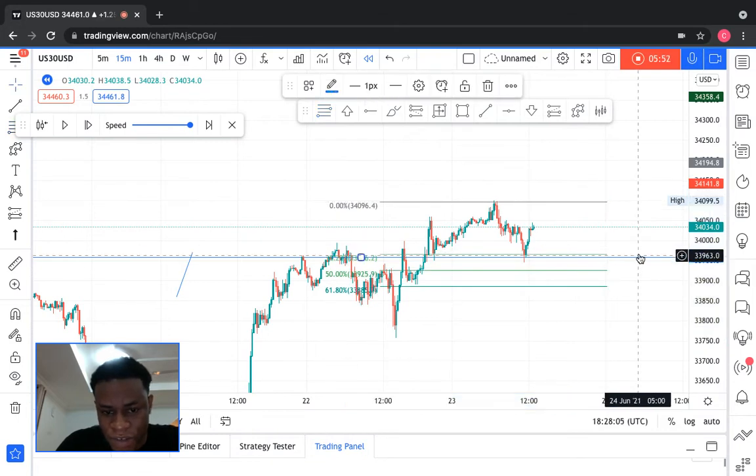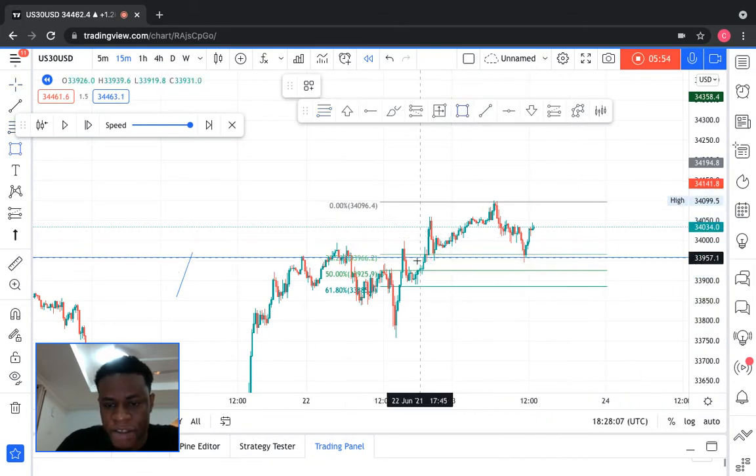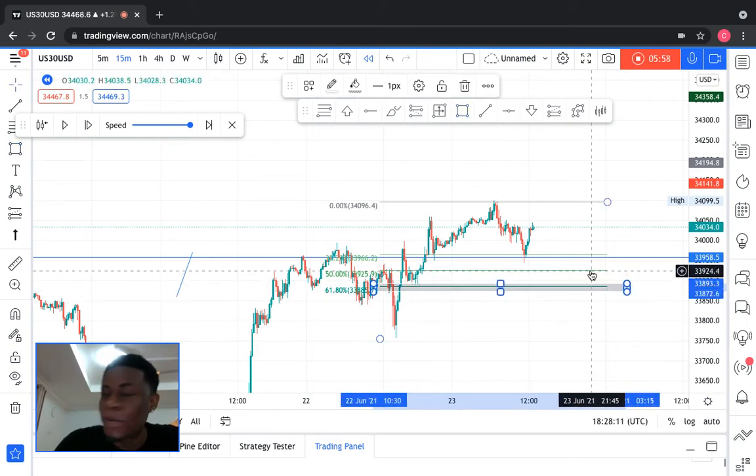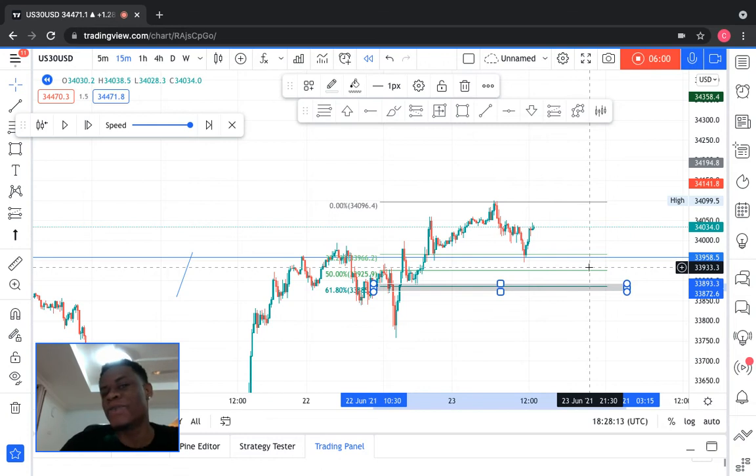I don't know why price reacted around 38 points. So you should understand that Fibonacci areas are discounted price areas. They're like areas where you are being given a discount to buy from.